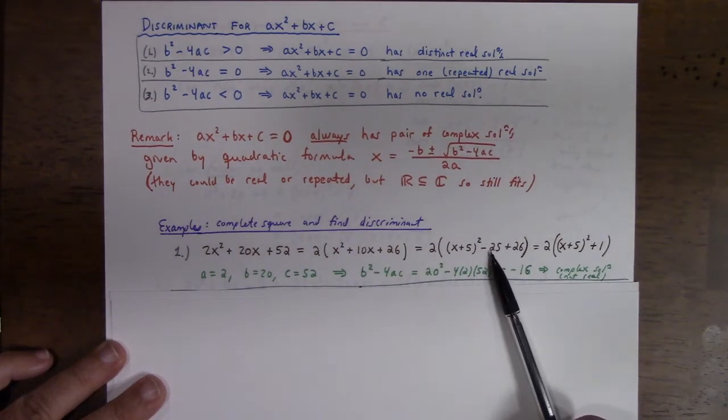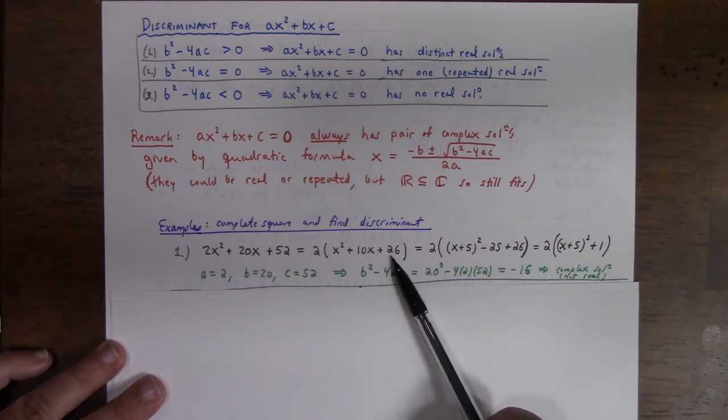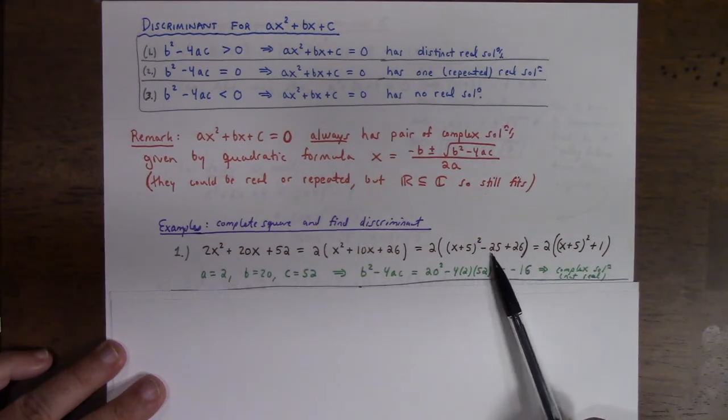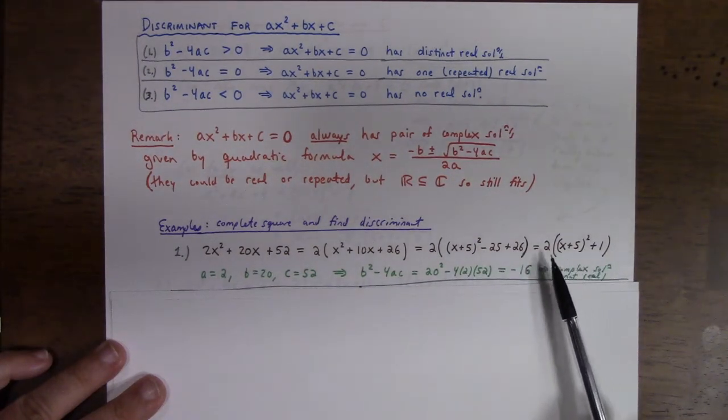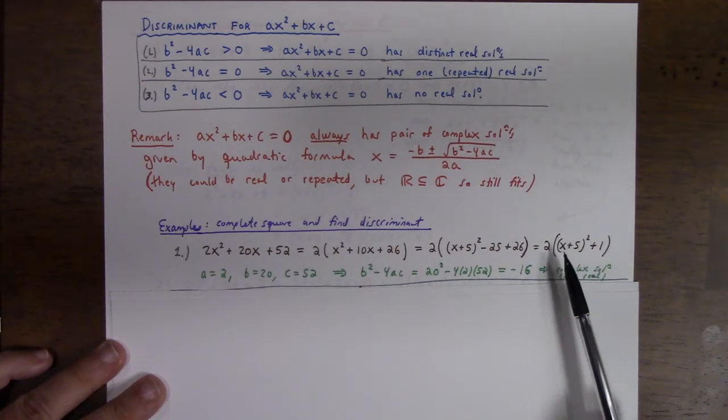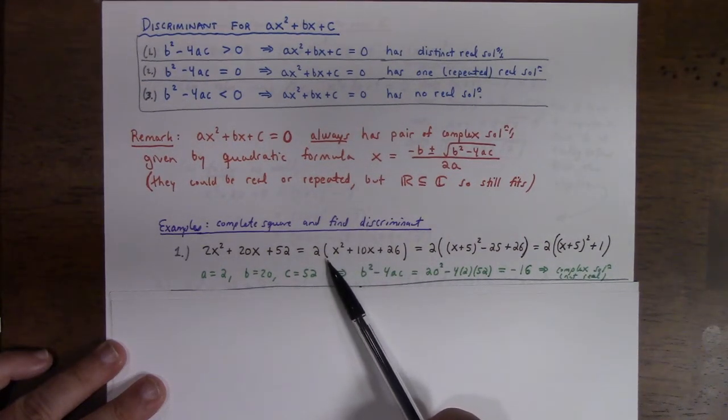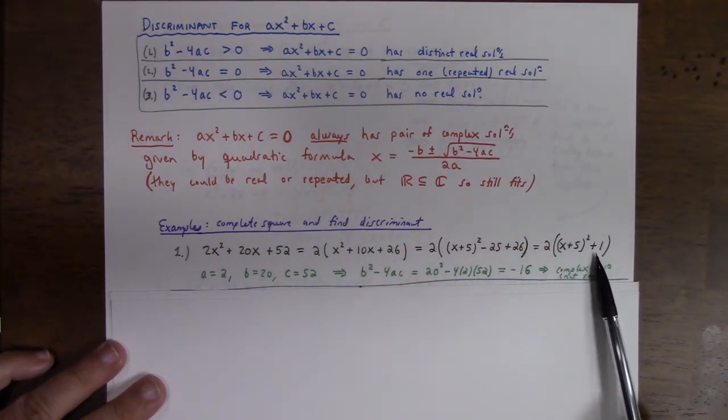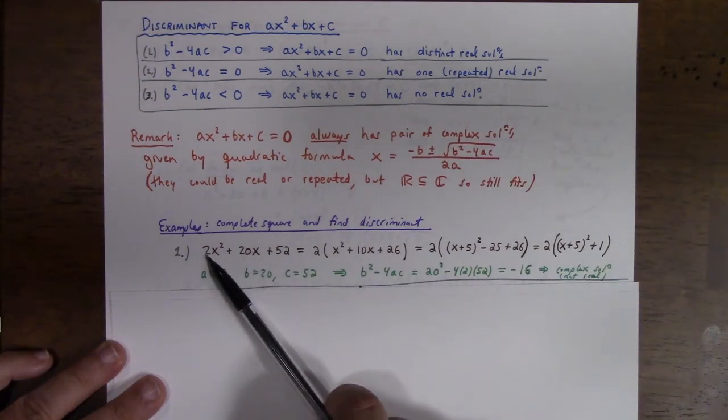To be fair, I have to subtract the 25. Still got the 26, so when we clean that up, we get 1. X plus 5 squared plus 1 is the completed square. Well, 2 times x plus 5 squared plus 1 is completing the square on that polynomial.